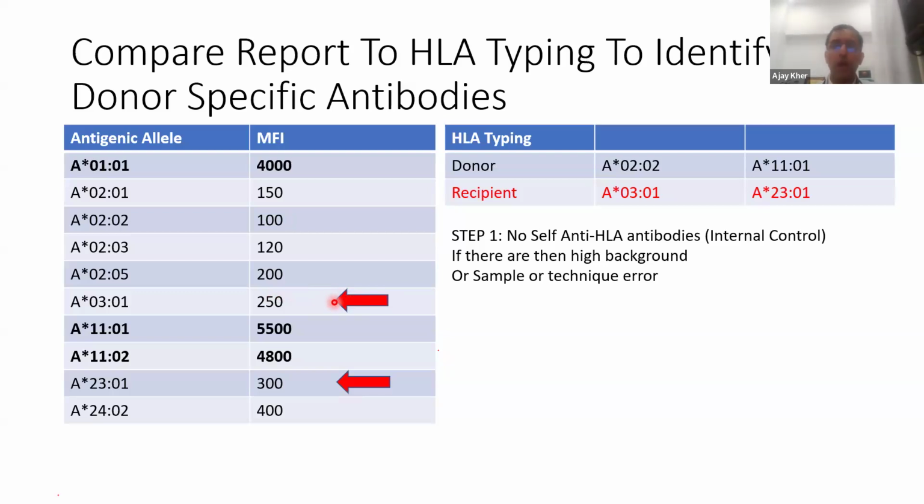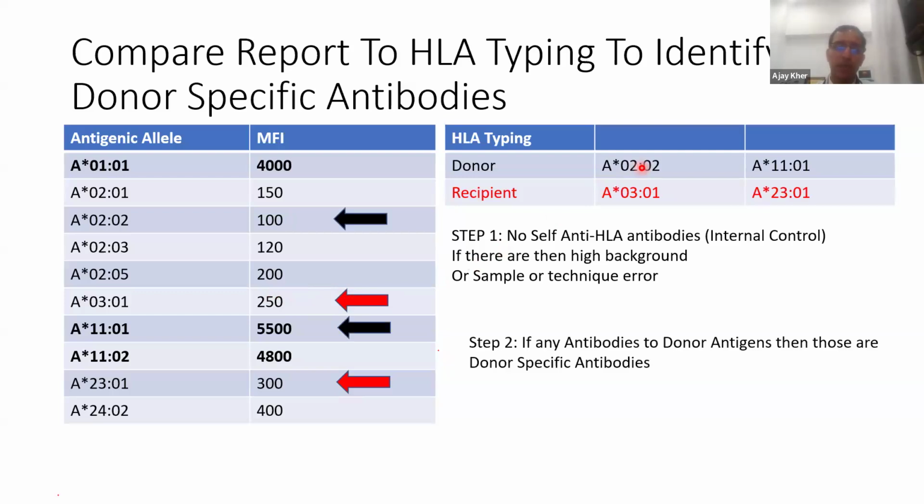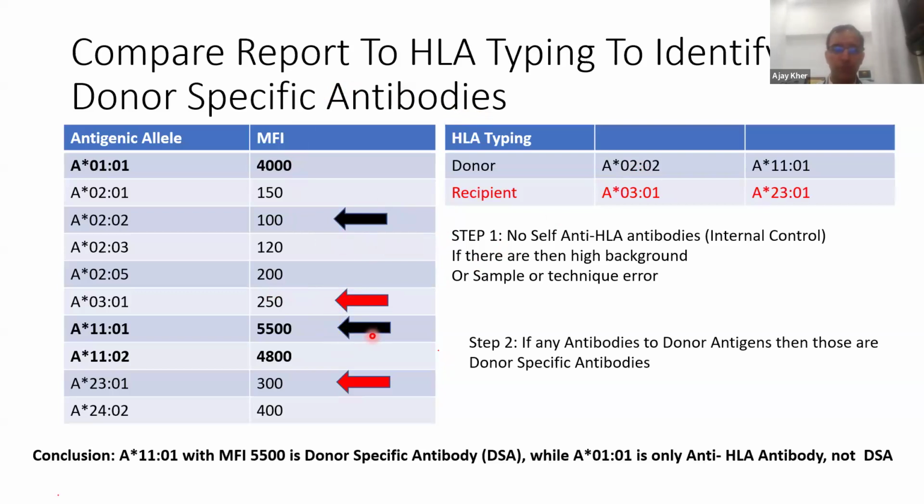Then you look at the donor typing, and you see that the 0202 is negative, while the 1101 is positive. And so you have a donor specific antibody against 1101. So the conclusion would be that A1101 is donor specific, while the other antibody, the A01, is an anti-HLA antibody but not donor specific.